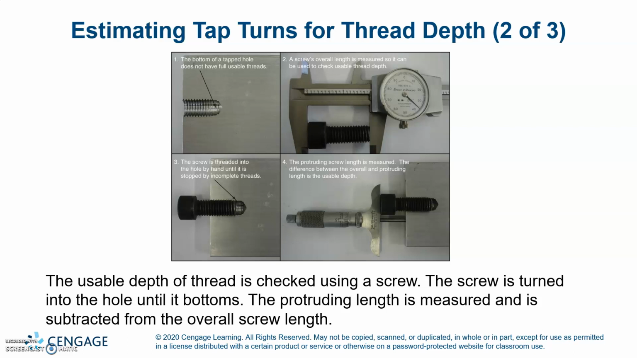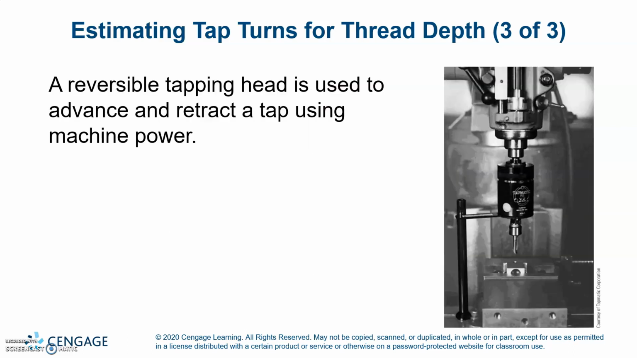The screw is turned into the hole until it bottoms. The protruding length is measured and subtracted from the overall screw length. A reversible tapping head is used to advance and retract taps using machine power. It has a clutch built in so it won't let it go too deep.